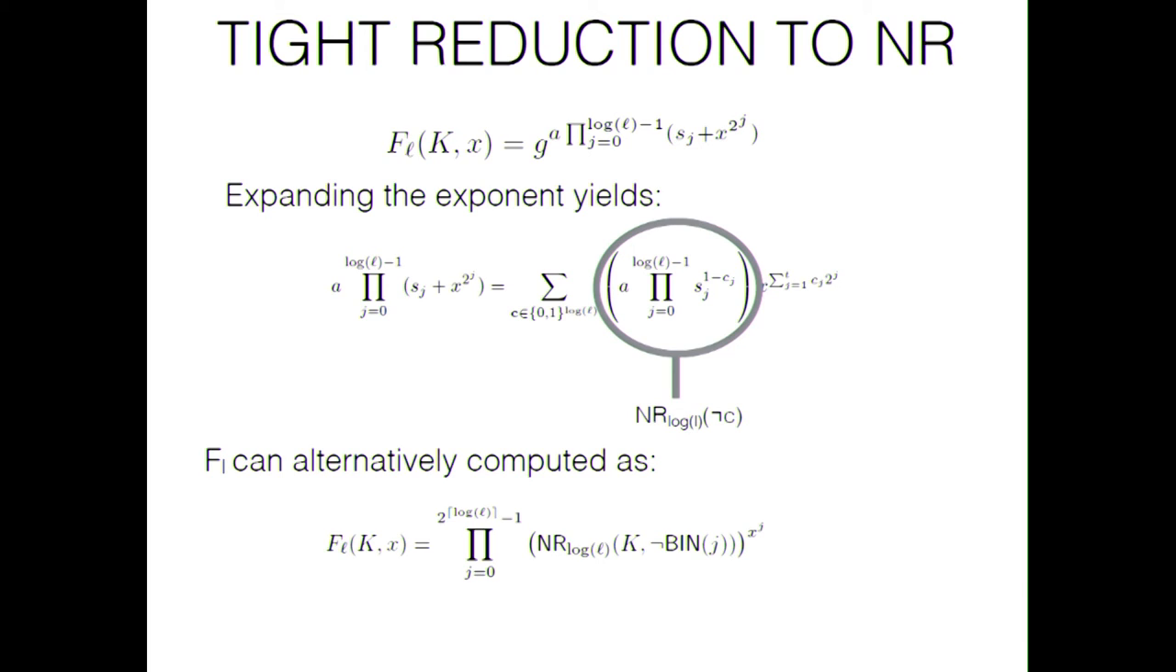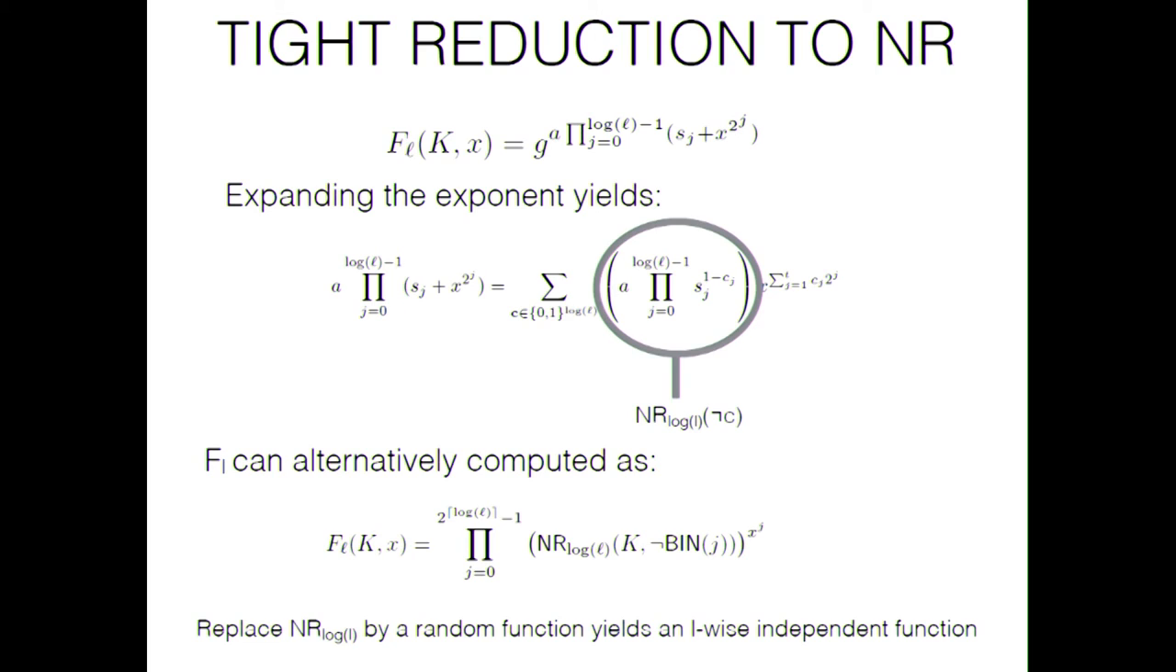Basically, what we're doing here is exactly what we did before. The sum now runs from 2 to the log L minus 1, and inside is the Naor-Reingold PRF based on the inversion of the binary representation of j. So what we can do in the proof is substitute this thing by a random function. And then what we get is essentially an L-wise independent function. That's the idea why our PRF tightly reduces to Naor-Reingold.